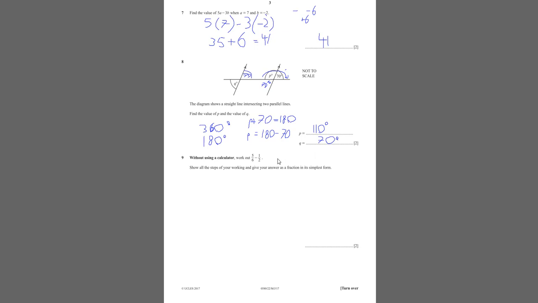Next up, question 9. Without using a calculator, work out 5 over 6 minus 1 over 2, or 5/6 minus 1/2. Show all the steps of your working and give your answer as a fraction in its simplest form. So we have 5/6 and 1/2. These two do not share a common denominator, or the same lower number.